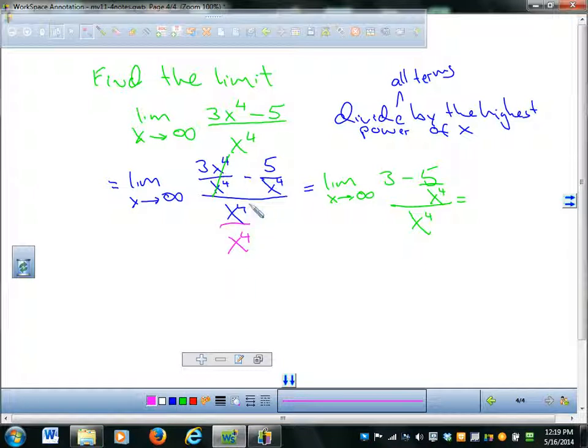What does this turn into? 1. That turns into 1. Sorry, I messed up, so over 1. Now as I plug in infinity here, what does this term go to? 0. This term goes to 0. You understand that? Okay? Because this way outweighs this. So I get 3 minus 0 over 1, which is equal to 3. Right? Get it? So that's how you do that.